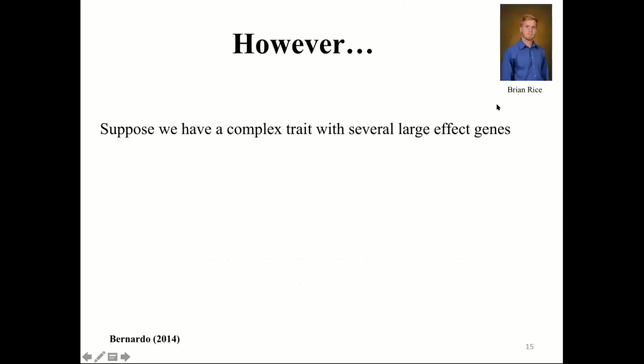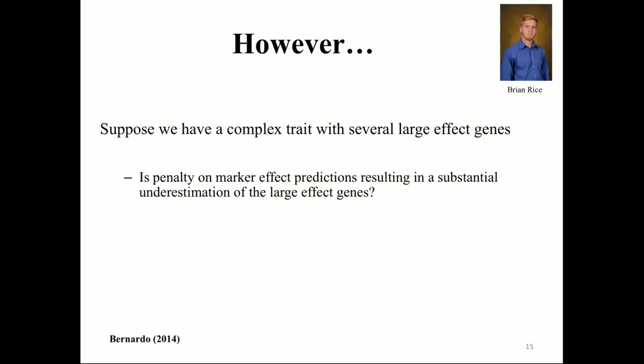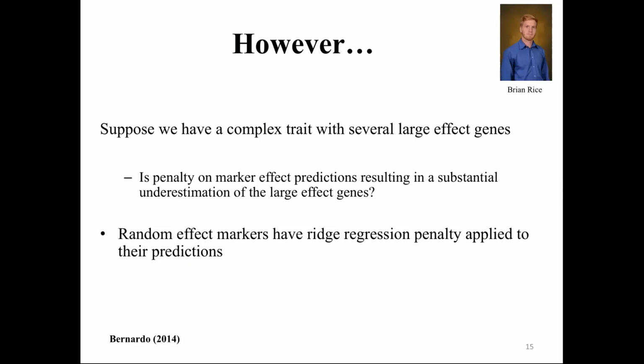So here's a picture of my PhD student, Brian Rice. And this work is what he did for his master's degree. So he looked at the literature, for example, Bernardo's paper from 2014. Let's suppose we have a complex trait, hundreds or thousands of small effect loci combined with several large effect genes. Is this penalty of the RR-BLUP model unfairly shrinking the prediction, i.e. the effect size of the markers tagging these large effect genes?